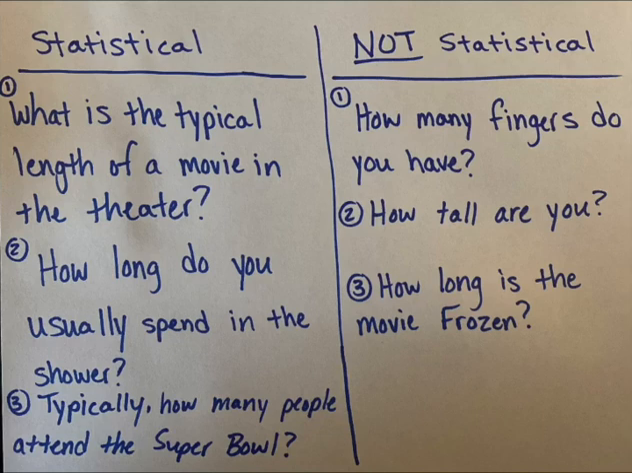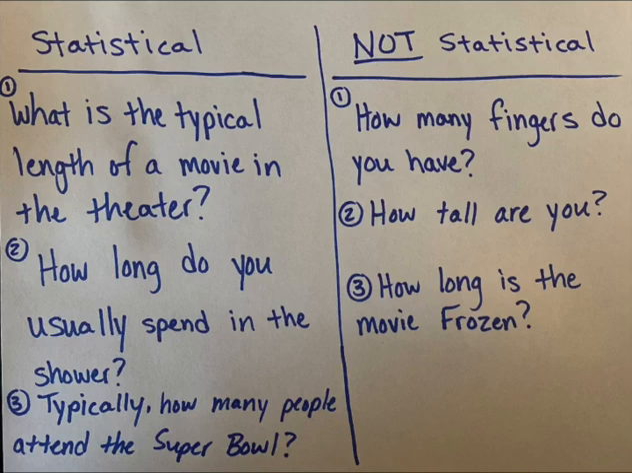All of these questions would lead to having variability or differences in the answers that the people you are asking would give. What do I mean by this? Okay. Let's look at question number 1. What is the typical length of a movie in the theater? If I were to answer this question, I would say an hour and a half. Somebody next to me might say an hour and 45 minutes. The person next to him might say an hour and 10 minutes. There is variability in the data because we all believe that there is a different answer to that question.